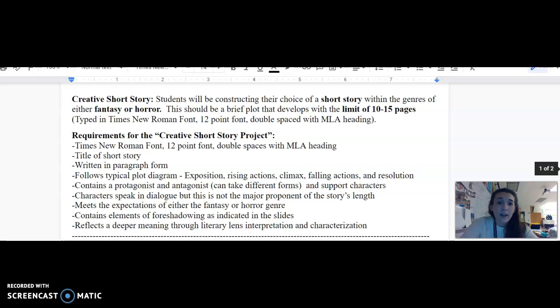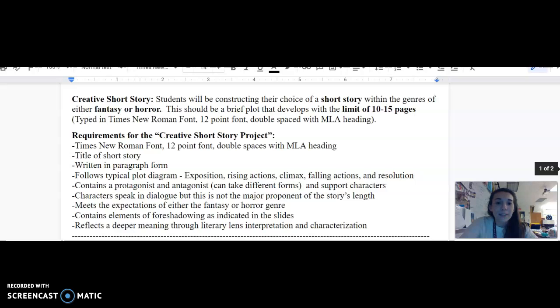Characters speak in dialogue, but this is not the major proponent of the story's length. So as said before, you can have dialogue. Dialogue is a great method in order to make sure that the point is put across as far as your characters' personalities and their intentions. But please do not make dialogue the majority length of your story, because typically when people have dialogue in their story, they have a character speak, then they have a new line, so you're going to hit enter. So it does add length to your story, but please do not make them having dialogue 90% of your story.